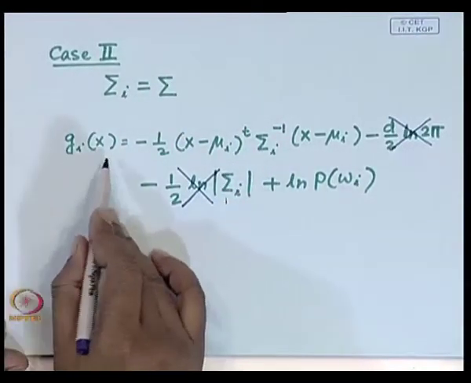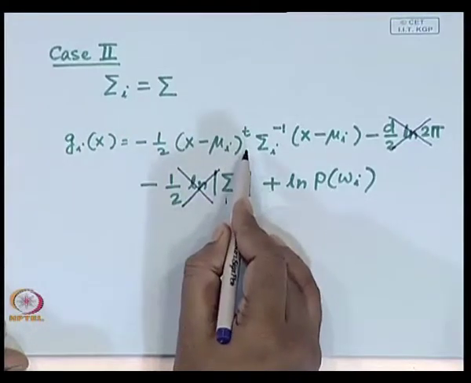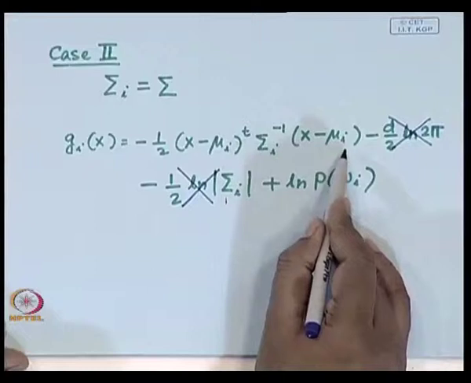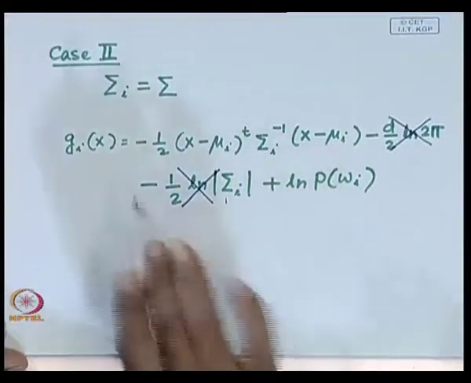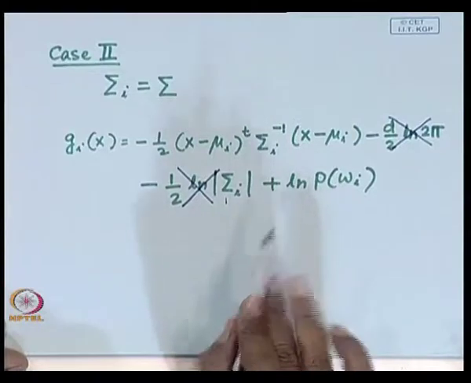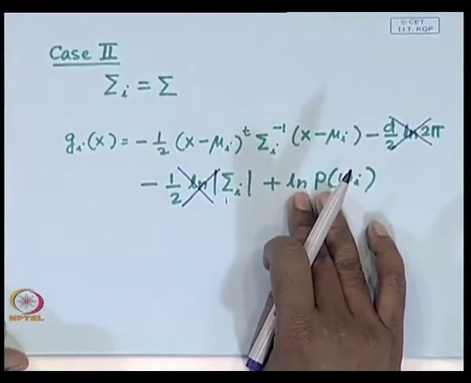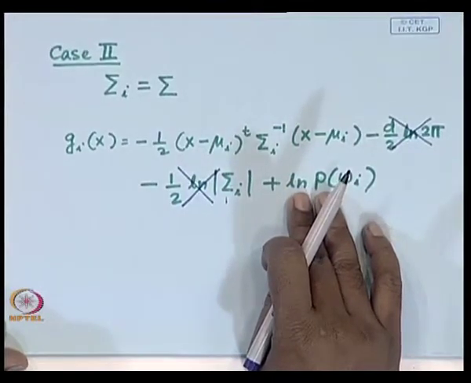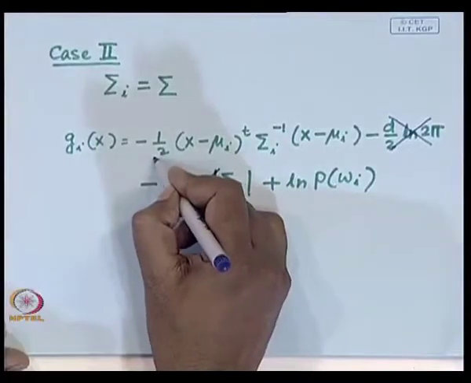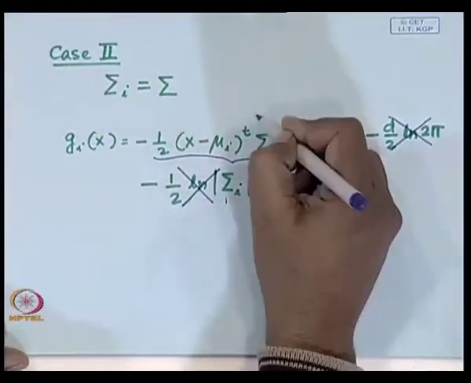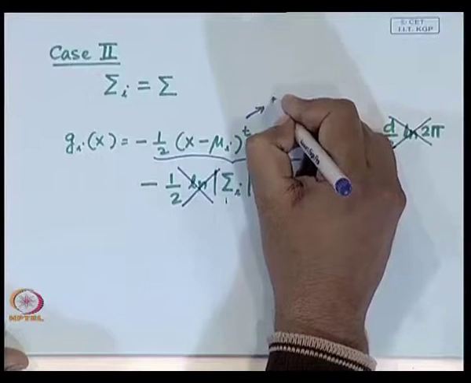So, we are left with g_i(x) = -1/2 (x - μ_i)^T Σ_i^{-1} (x - μ_i) + log P(ω_i), as before. And here again, if this log P(ω_i) becomes irrelevant, that is, if all the classes are equally probable, then my discriminant function is simply g_i(x) = -1/2 (x - μ_i)^T Σ_i^{-1} (x - μ_i). And we said that this is nothing but a distance function, which is the squared Mahalanobis distance.